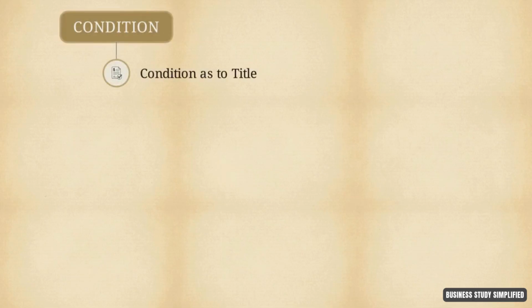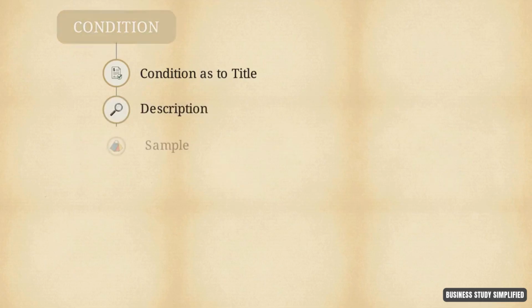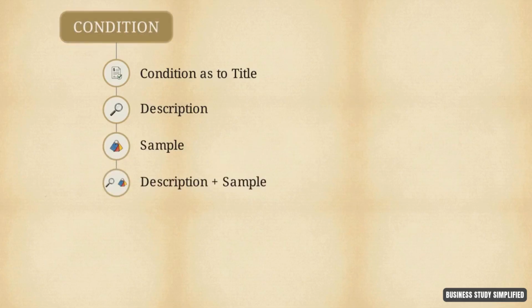The first is the condition as to title. The seller must possess the actual legal right to sell the item. If a seller transfers stolen goods, the buyer does not receive legal ownership. The law permits the buyer to immediately reject those goods and reclaim their funds. The second, third, and fourth conditions require the goods to strictly match any given description, any provided sample, or the exact combination of both description and sample.